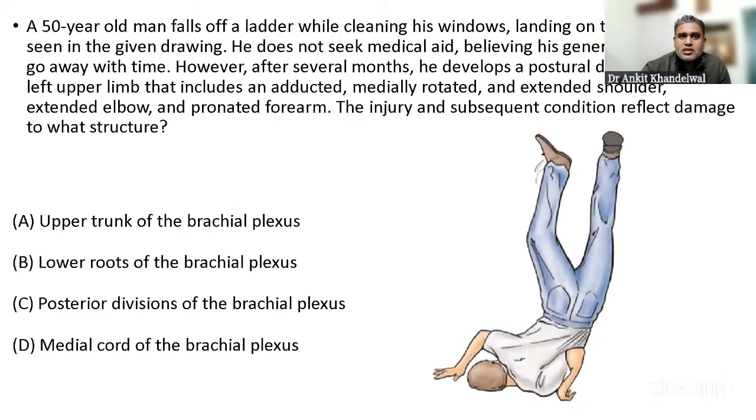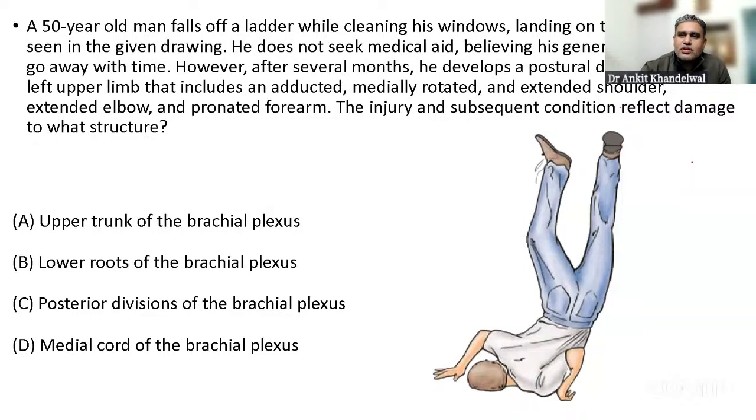Here's the image-based question. A 50-year-old man falls off a ladder while cleaning windows, landing on the ground as seen in the given picture over here. He does not seek medical aid, believing his general soreness will go away with time. That's normally what most of us do. However, after several months, he developed a postural deformity of his left upper limb that includes an adducted, medially rotated, and extended shoulder, extended elbow, and a pronated forearm. So many points over here.